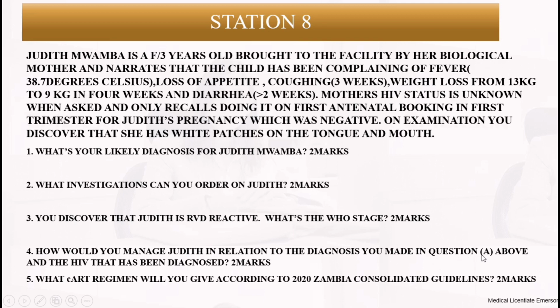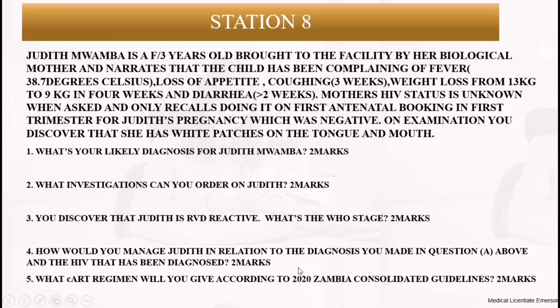I'm sure it's supposed to be question 1 above, sorry. In question 1 above, and the HIV status that has been diagnosed. Then question 5, what CART regimen will you give according to the 2022 Zambia consolidated guidelines? So they wanted this for guidelines here.